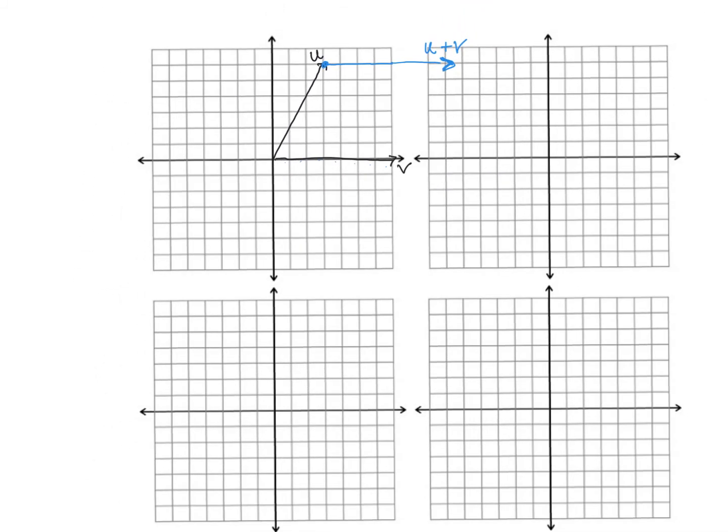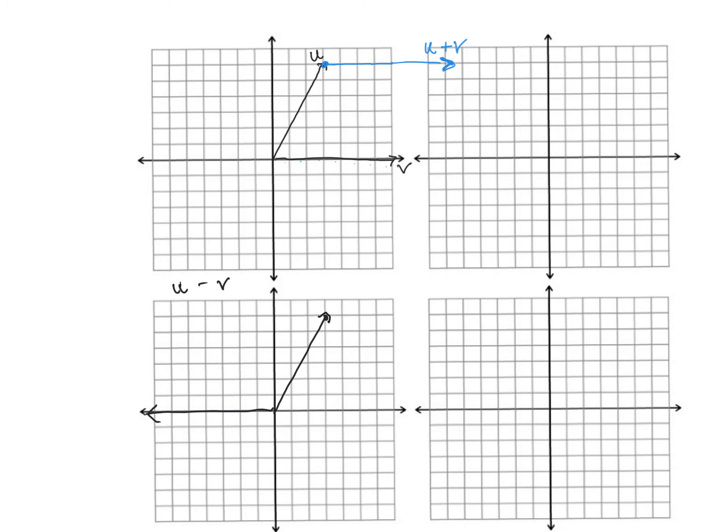But I want u minus v as a reference. So let's say this is u minus v. Well, first we'll start with u, our original graph here. But now v is going in the opposite direction when we graph u minus v. So v was going to the right, so now v is going to go to the left 7 coordinates. And then they're combined.